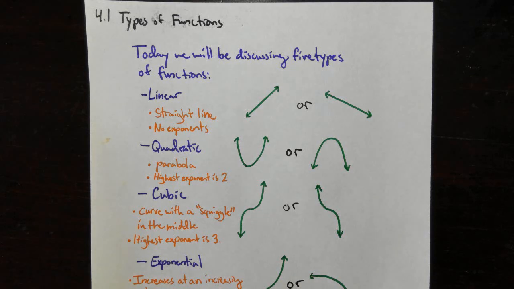Hello class, today we'll be starting our unit 4, which is just on functions, on different types of functions. And today we'll be talking about how to identify functions from either looking at a graph or from an equation. So today we'll be discussing 5 types of functions, and we've seen them all before. None of them are new, but we're just talking about the differentiation between them, or what makes them different.